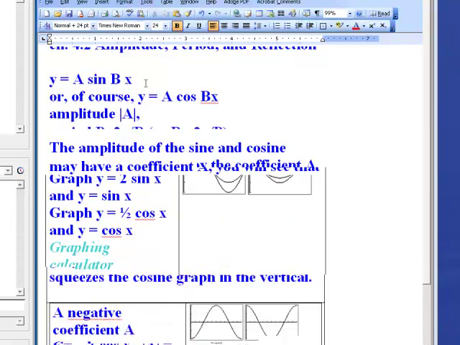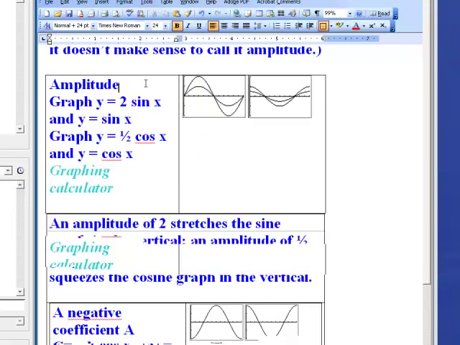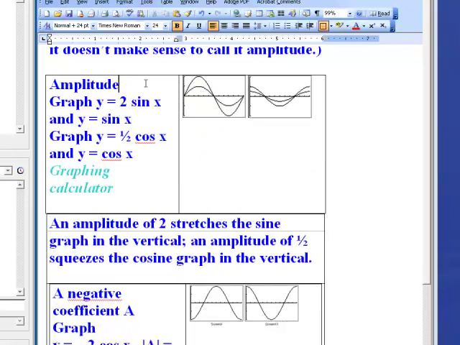It says amplitude: graph y equals 2 sine x and y equals sine x, and then graph y equals 1/2 cosine x and y equals cosine x. I had recorded myself previously and I'm doing this again, but I want to go over to the graphing calculator and show you how that is properly graphed. So I'm going to go over there.